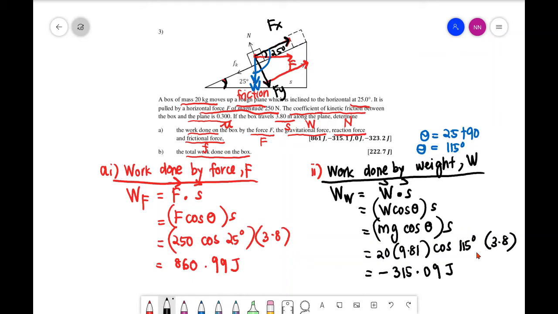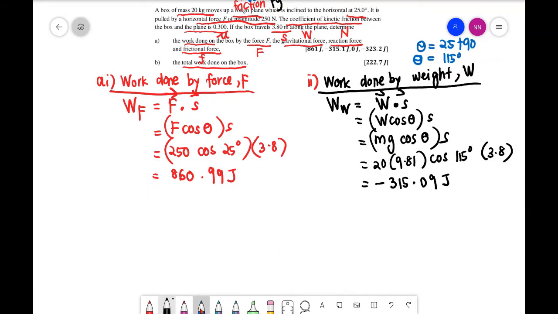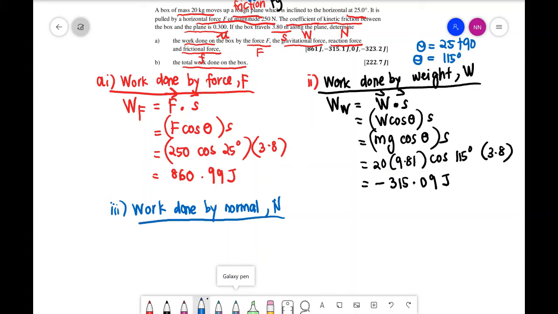And then the third one is work done by the normal. Work done by the reaction force is work done by normal. The reaction force is the normal force. Work done by normal is normal dot displacement.